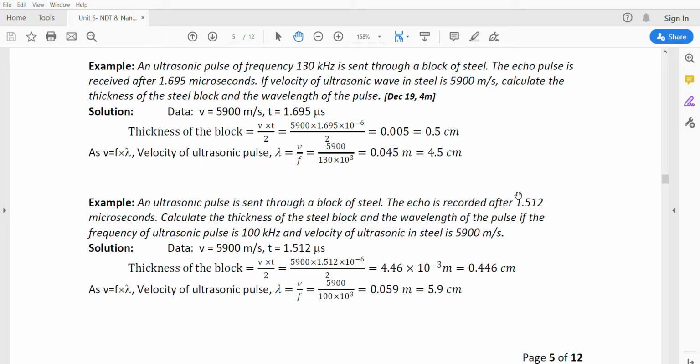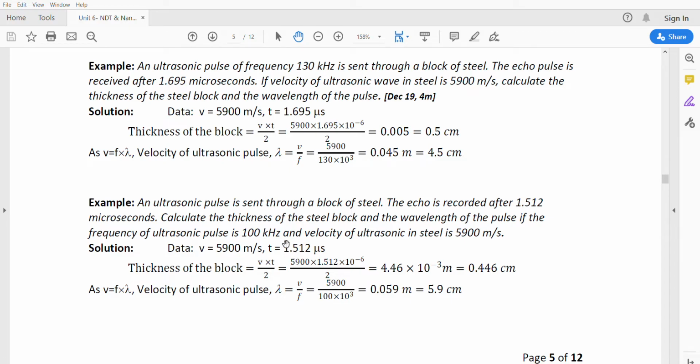The next one: an ultrasonic pulse is sent through a block of steel. The echo is recorded after 1.512 microseconds. Calculate the thickness of the steel block and the wavelength of the pulse if the frequency of the ultrasonic pulse is 100 kHz and the velocity of ultrasonic waves in steel is 5900 meters per second. So velocity is 5900 meters per second and the time is 1.512 microseconds.